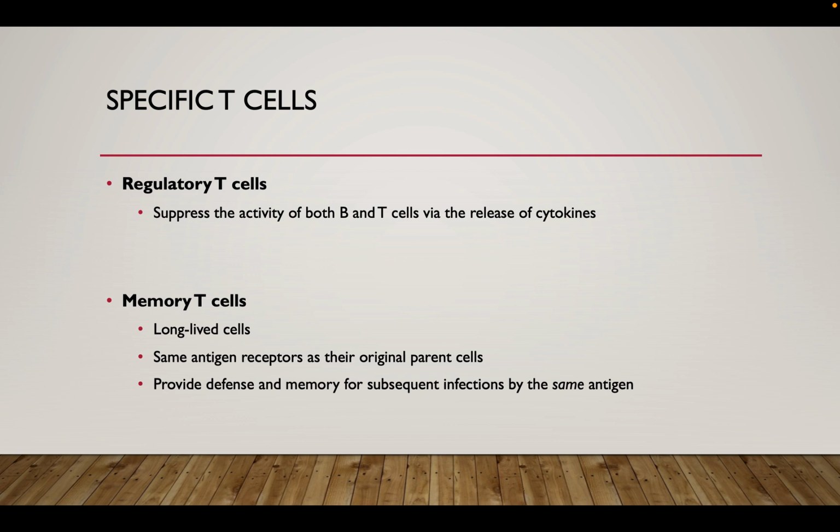And then our memory cells are those similar to the memory B cells. They're long-lived. They're able to respond to the same antigen that occurs at a point down the road, but they contain the same specificity as their original parent cell. So they'll respond to the same antigen during subsequent exposures.